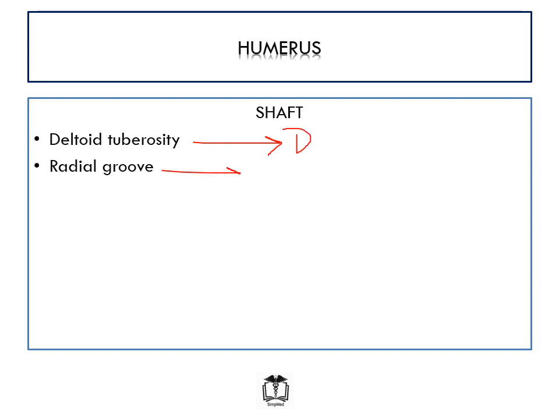The radial groove is a very small line depression found at the middle of the shaft of the humerus. What is related to the radial groove are two major structures. The radial nerve is found at the radial groove, and then a particular branch of an artery called the profunda brachii artery or the deep brachial artery. The profunda brachii artery or deep brachial artery is a branch of the brachial artery itself. So it is an artery found at the radial groove.